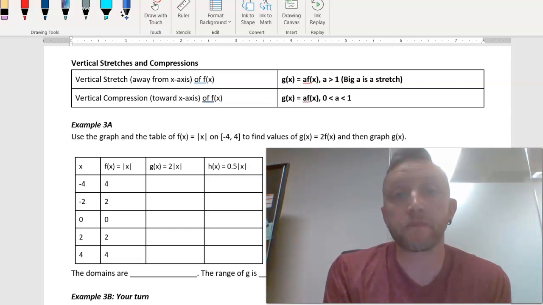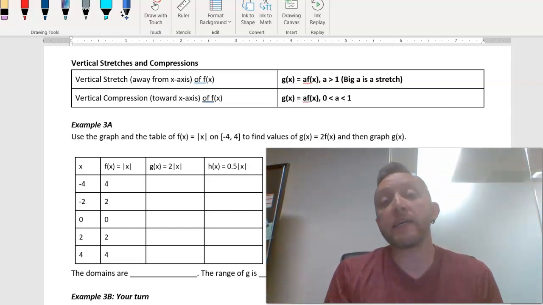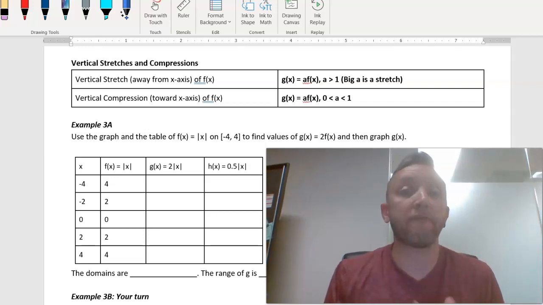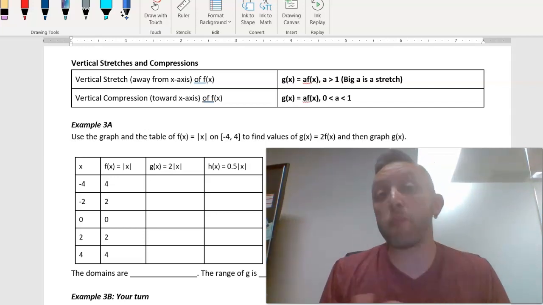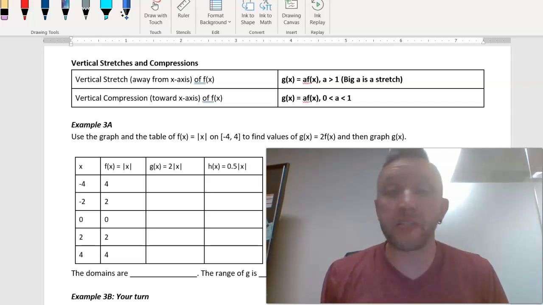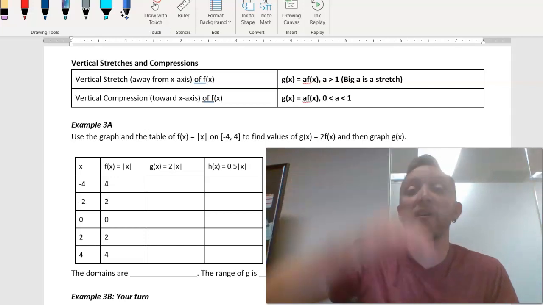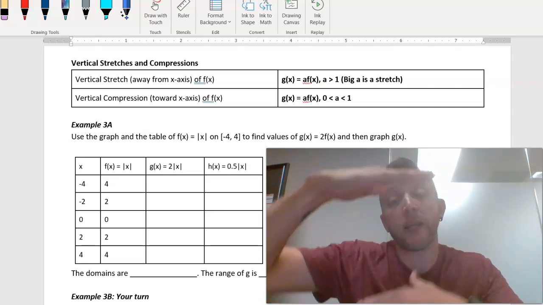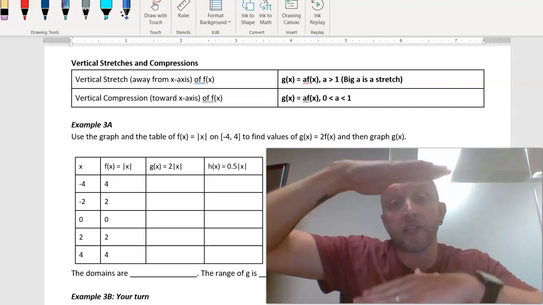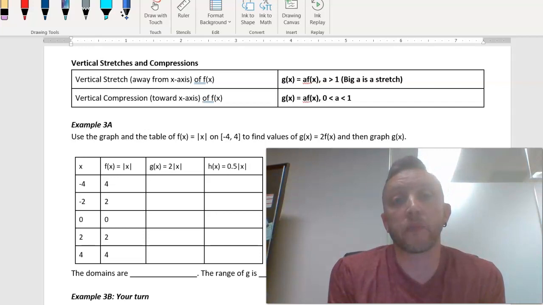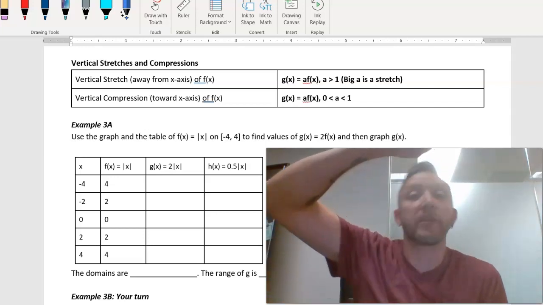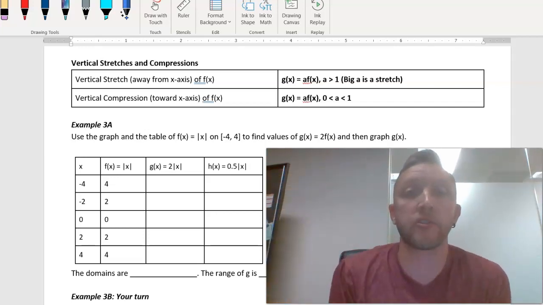the x-axis. Now, if a is a decimal or a fraction, it's got to be between 0 and 1. If it's like 3.5, it's a decimal, but it's still bigger than 1, so then it'd be a vertical stretch. But if it's a decimal or fraction between 0 and 1, it's going to compress the graph. It's going to squish it down vertically closer to the x-axis. So I wanted to have this video of me so that you could see what I mean by stretching it away from the x-axis or compressing it closer to the x-axis.